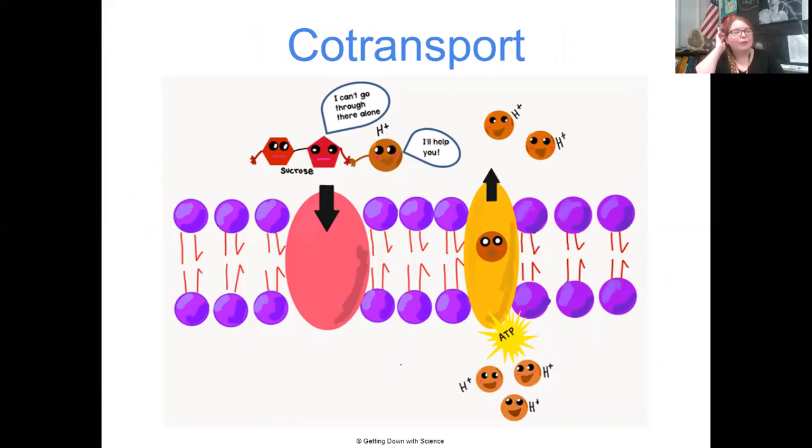So here is a drawing to kind of help us figure it out. And sucrose says, I can't go through there alone. And hydrogen says, I'll help you. So all these hydrogens, they're moving through maybe a hydrogen pump. Well, these sucrose molecules can piggyback and come with them.